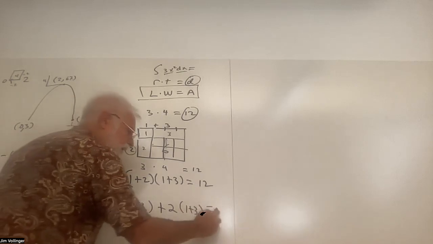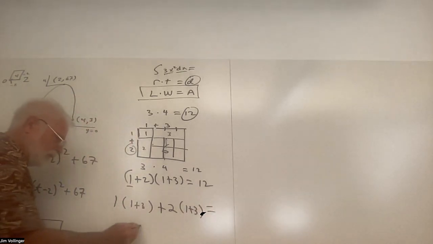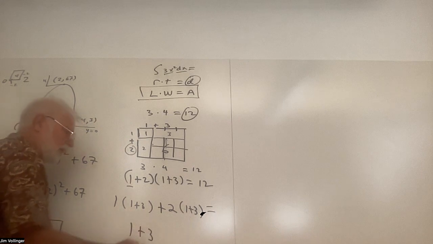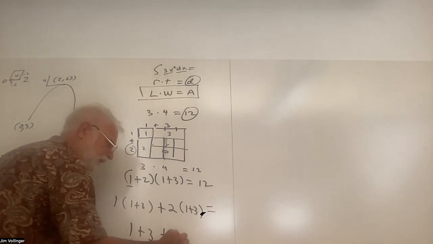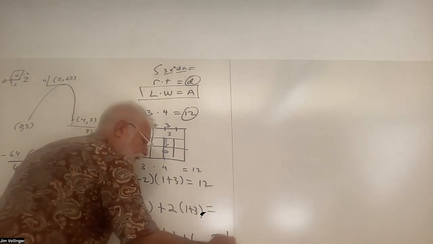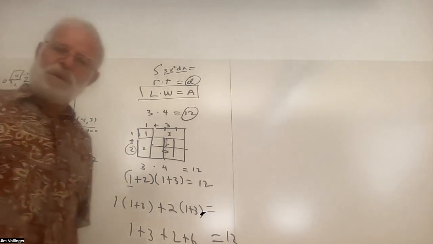And people in this business like to call that foiling. So 1 times 1 is 1, 1 times 3 is 3, and 2 times 1 is 2, and 2 times 3 is 6. And if you look at that, I'm not going to take time, but I'm sure you can see that that adds up to 12. All right, so now let's go to the abstract.